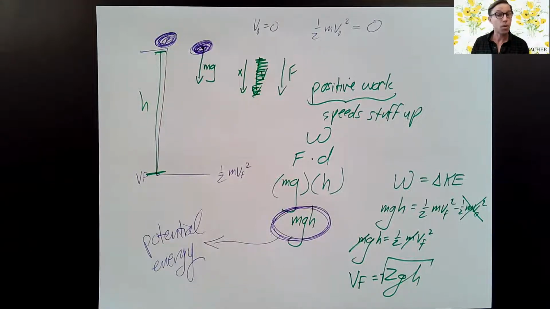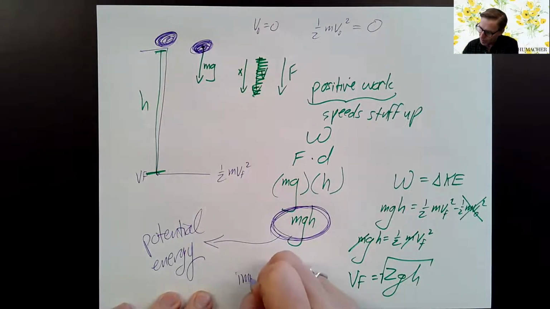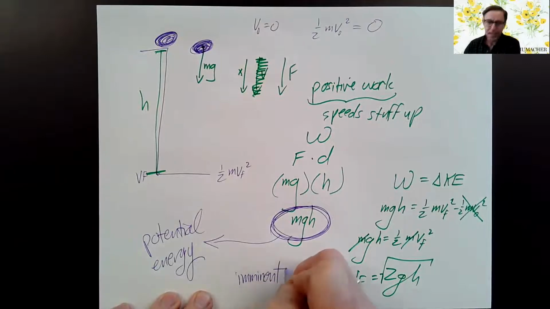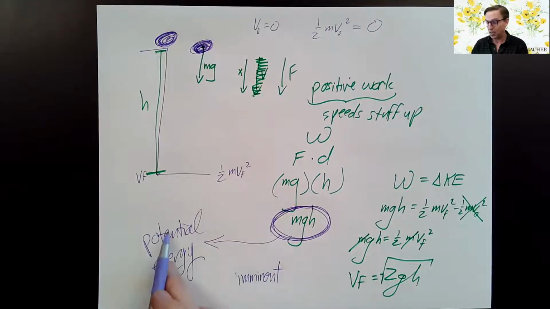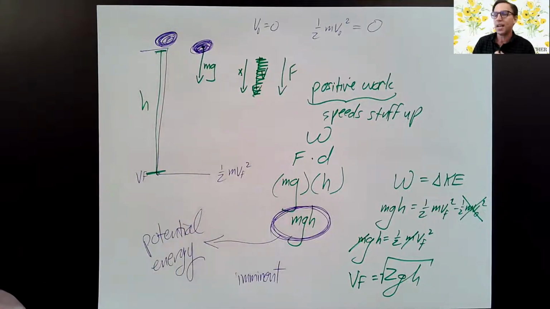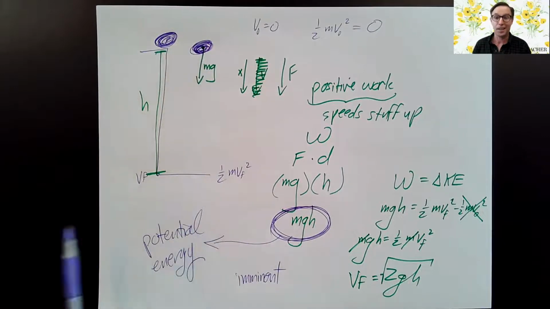There's a word for in just a moment. It's called imminent. I-M-M-I-N-E-N-T. Imminent means going to happen really soon. Imminent sounds like in a minute. So imminent means the same thing as potential. Maybe we could call this imminent energy. Maybe if I got to name things, I would probably call it imminent energy, in a minute energy. It's the work Earth is going to do on the object in a minute, soon, potentially.